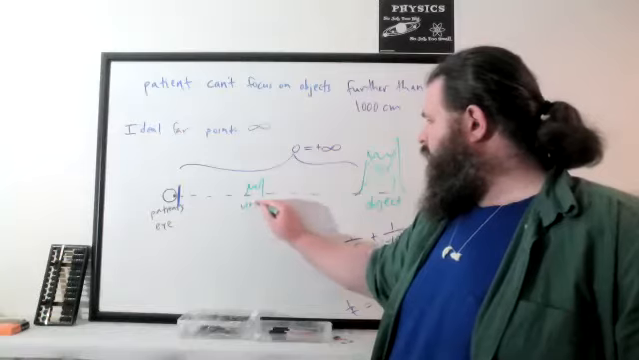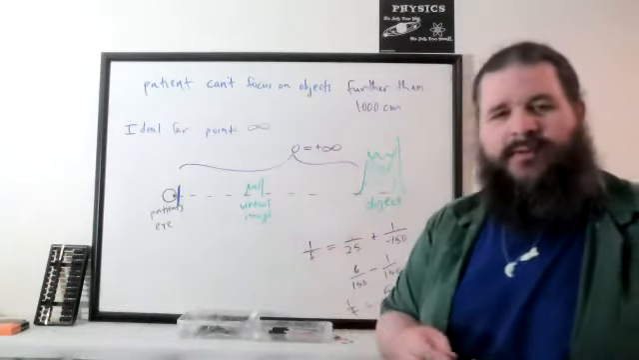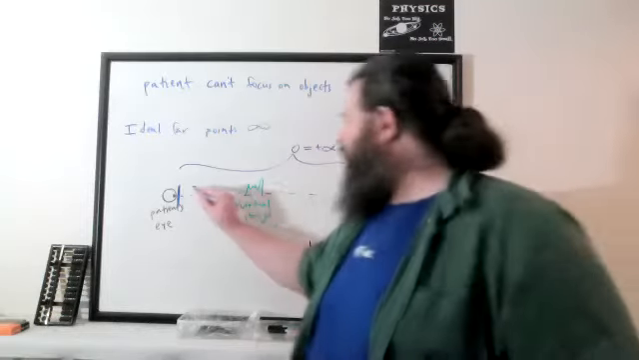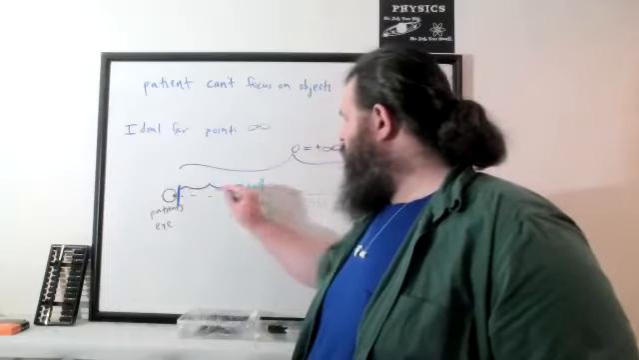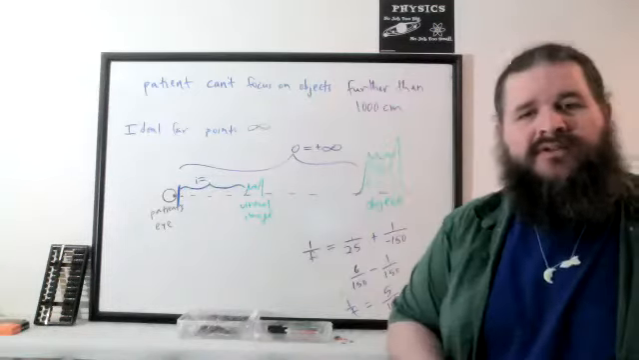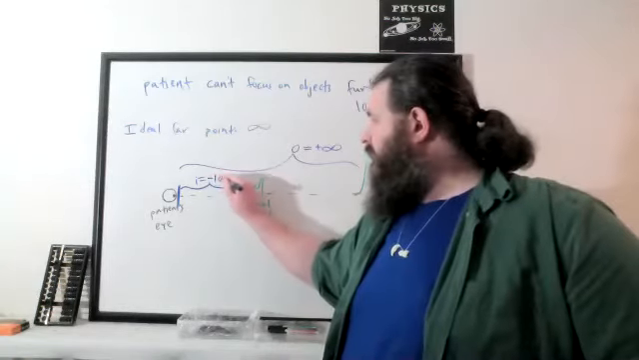We want a virtual image, again, virtual because it's right side up and on the same side of the lens as the object. And we want that to be an image distance of just 1,000 centimeters away, so it's close enough that the patient can actually see it. Since it's virtual, we'll call that negative 1,000.